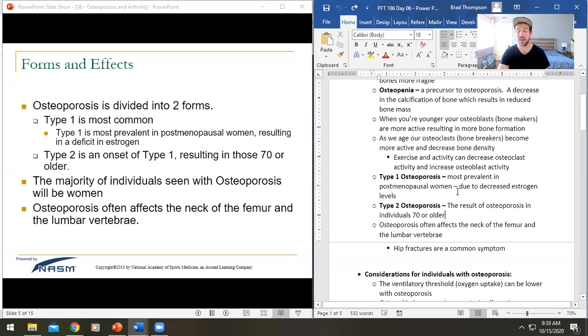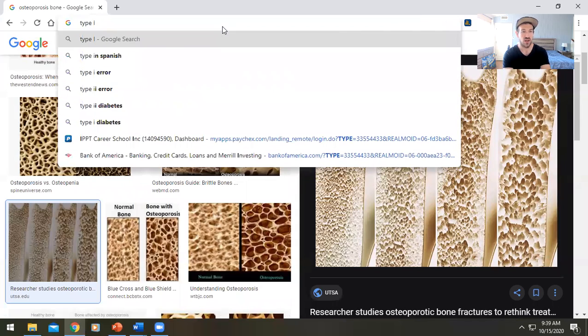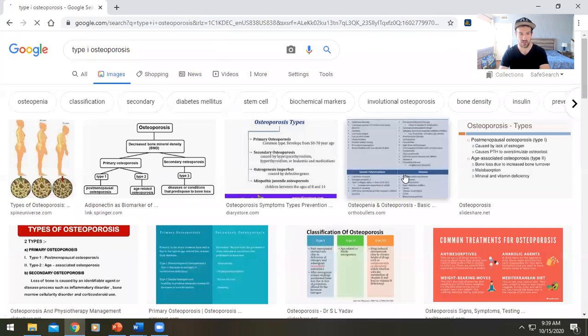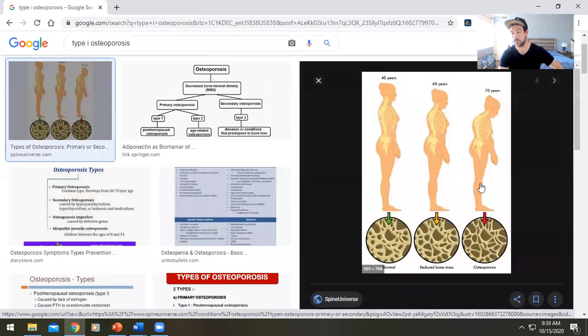And these affect the body in slightly different ways. If we look at type 1 osteoporosis, here's what you're typically going to see: decreases, particularly in the spine. And that's why when they're looking for osteoporosis in women, a lot of times they'll do bone density tests and they'll look a lot at the spine.